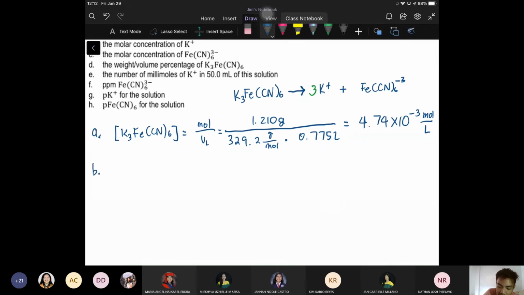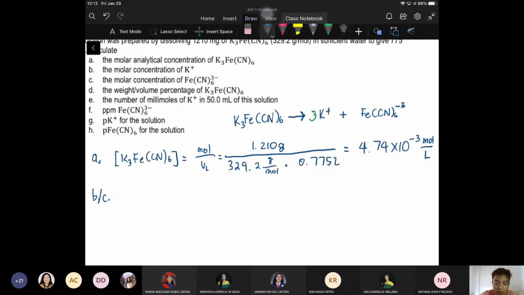For items B and C, ito yung solution. Ano ba yung question sa B and C? The molar concentration of K plus and the molar concentration of Fe(CN)6. Paano uli mag-solve ng molarity? Mass divided by moles divided by the volume. Okay? Given ba yung mass ng K plus? Given din ba yung mass ng Fe(CN)6? Hindi, no? So, paano yun, sir?